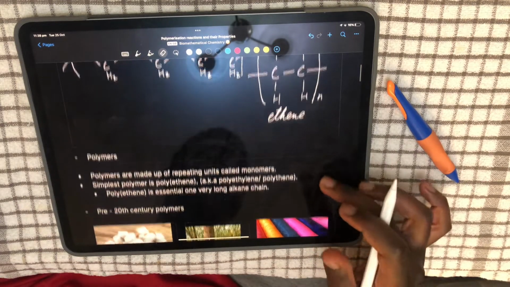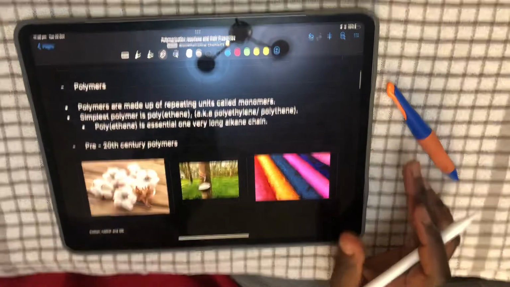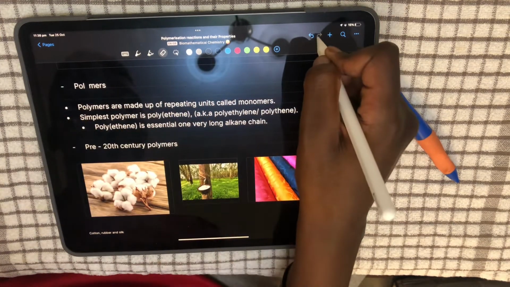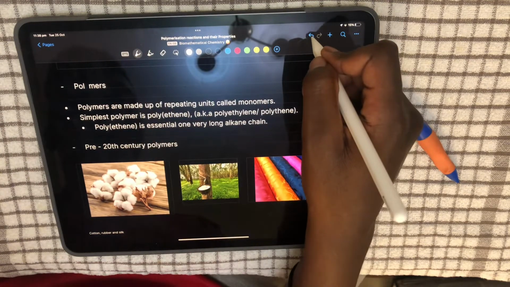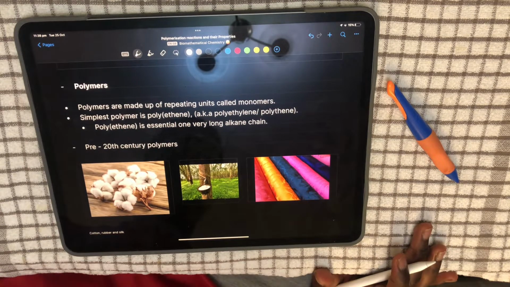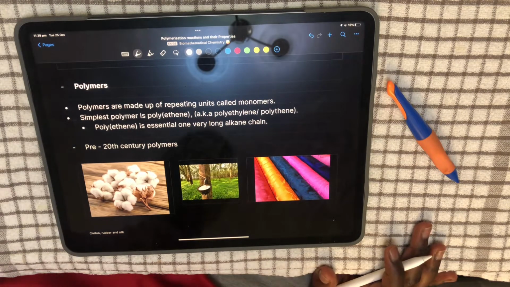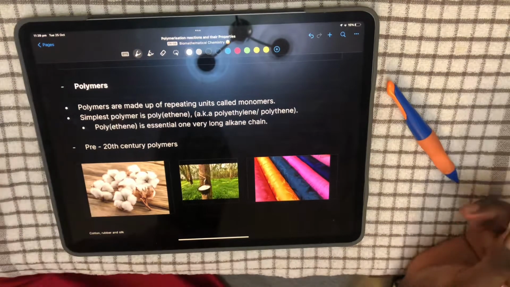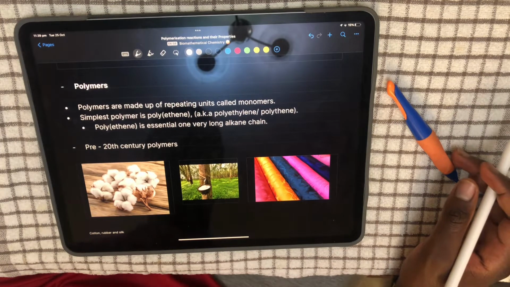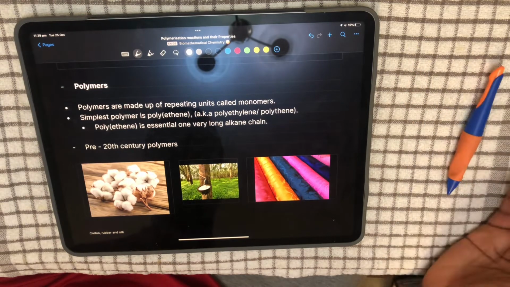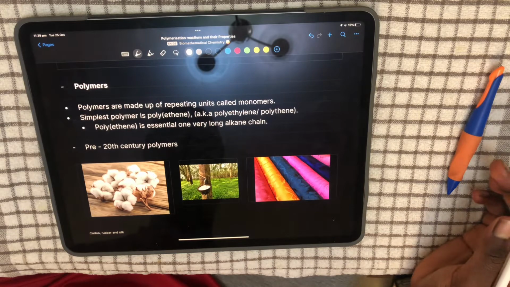Let's actually go into polymers. It's in the word here, poly. Poly in Greek means many, and polymers are molecules made of many units. When you're talking about polymers, we're just talking about many repeating units. So as I said, polymers are made up of repeating units called monomers. The simplest polymer is polyethene, also known as polyethylene.